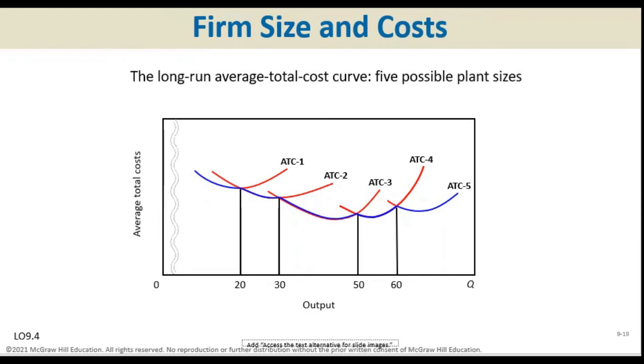Any number of short run optimum size cost curves can be constructed. And the long run average total cost curve is made up of segments of those short run cost curves.